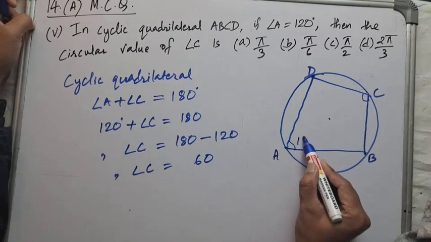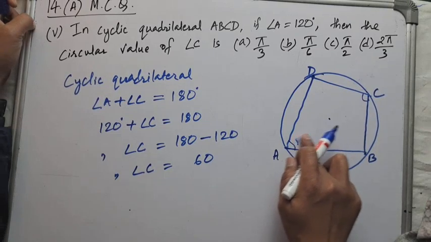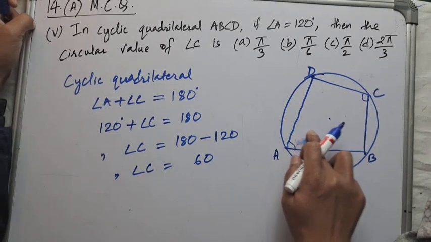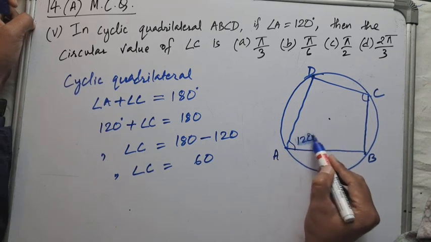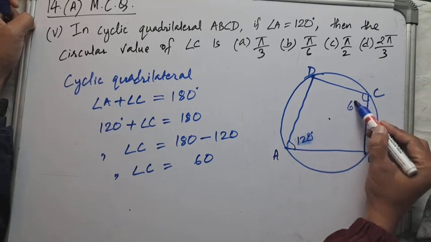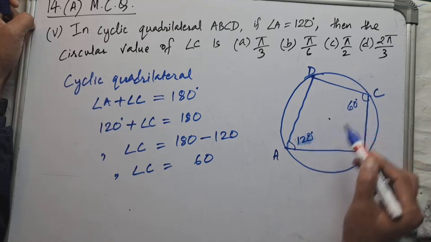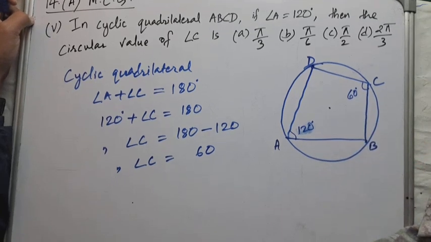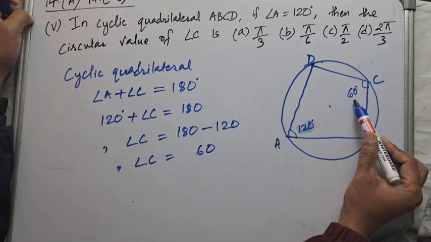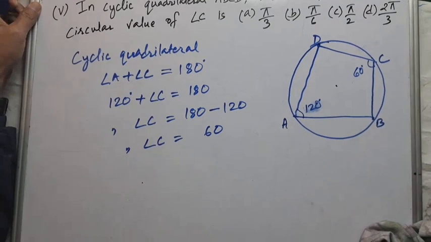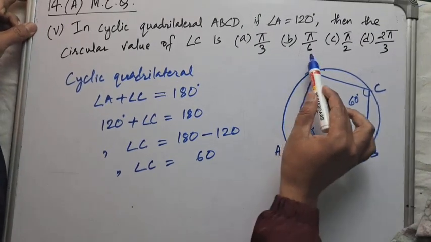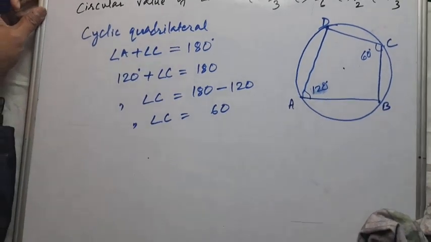If angle A is 120 degree, then angle C must be 60 degree. So sum of these two angles will give us 180 degree. So we got the sexagesimal value 60 degree. Now what will be the circular value? Because the options are in circular measurement, isn't it? Now let us find the circular measurement.